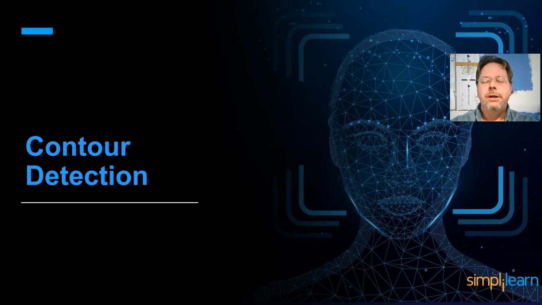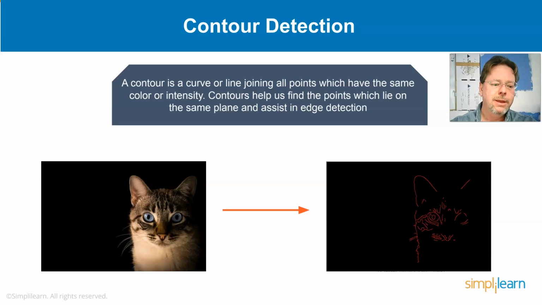And then I mentioned a little bit about, we start looking at motion detection and detecting different things. There's contour detection, which is built into the OpenCV package, which is really nice. And again, this is stuff that usually was somebody in the back end programming this, and now you have OpenCV, which does almost everything for you. So a contour is a curve or a line joining all points which have the same color or intensity. Contours help us find the points which lie on the same plane and assist in edge detection.